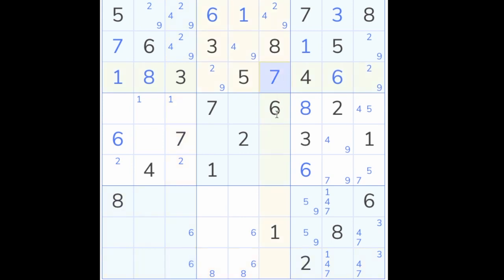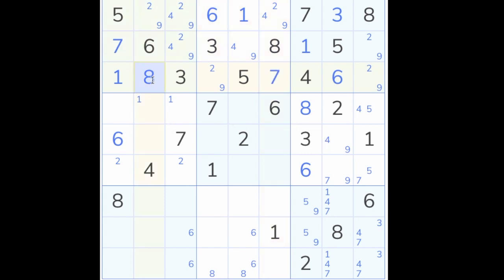This 7 blocks down here and down here, which will give us 7 in 3 places. That's not quite good enough yet though, is it? Okay. What else can we do? 3... 1, 2, 3, 6, 8.